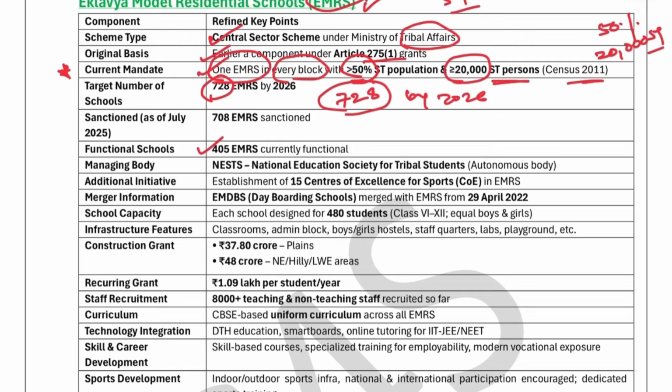This is important. Please remember, 728. Right now functional EMRS are 405. The managing body is NESTS, that is the National Education Society for Tribal Students. You must have heard this body under the different MOUs. Each school is designated for 480 students, and these EMRS are schools from class 6 to 12, with 480 students for each school as capacity, and equal boys and girls in every class.